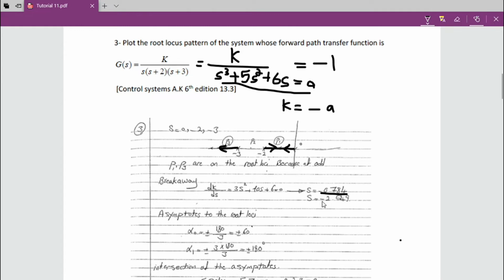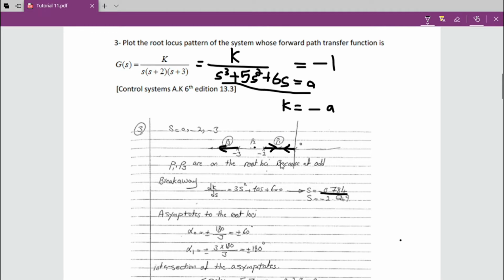However, this point, -2.549, will be somewhere here, so it does not fall on this segment. So you can ignore this point; later on you won't be using it. We'll just be using this one because this one falls on the root locus. Now you know your breakaway point.